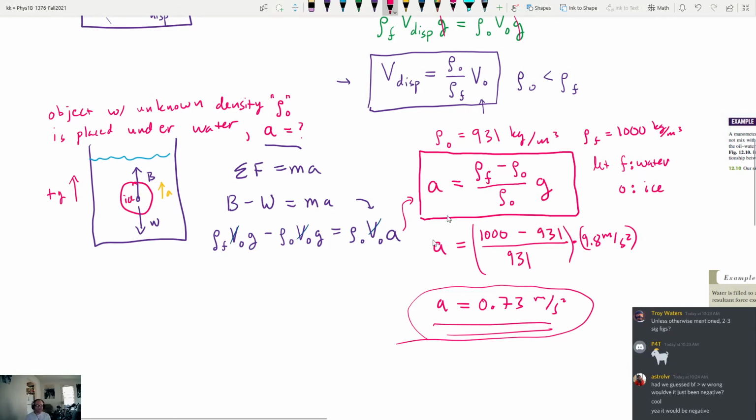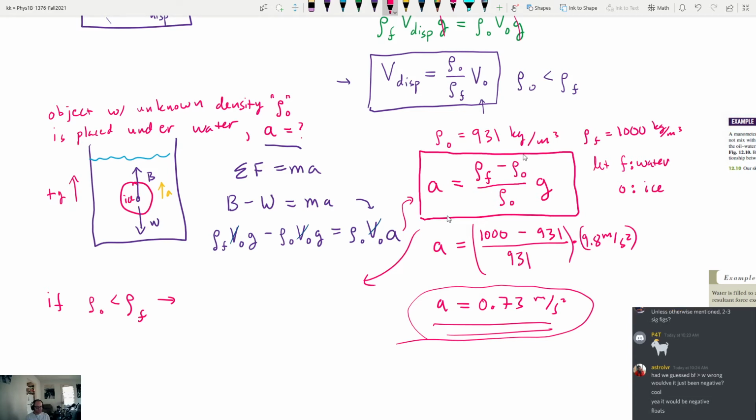So this equation tells us what you need to know. If the density of your object is less than the density of the fluid, what happens? Does it float, sink, or something else? If the density of the object is less than the density of the fluid, this equation tells us that it does what? If rho O is less than rho F, it will float because it's positive.